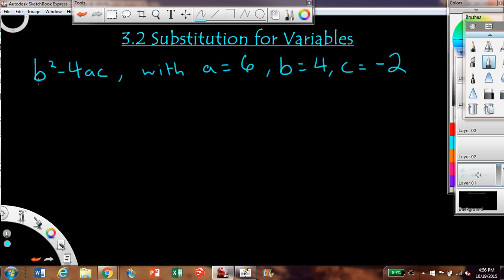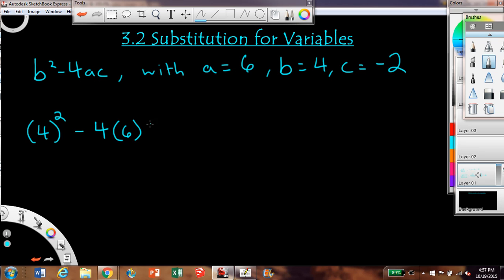So I'm going to write this expression again. It's not an equation, no equal sign. So in place of b, I'm going to put 4. So I'm going to put parentheses 4. Now whatever was happening to b is now going to happen to this 4. So it's going to be squared. Minus 4 times, let's see, a, parentheses, 6.